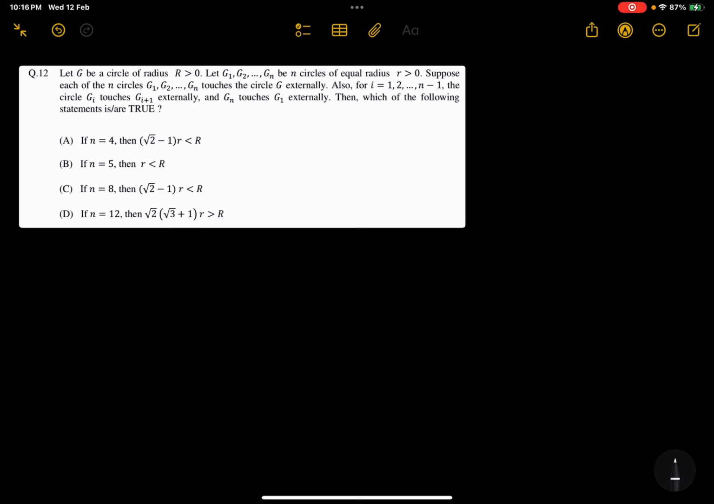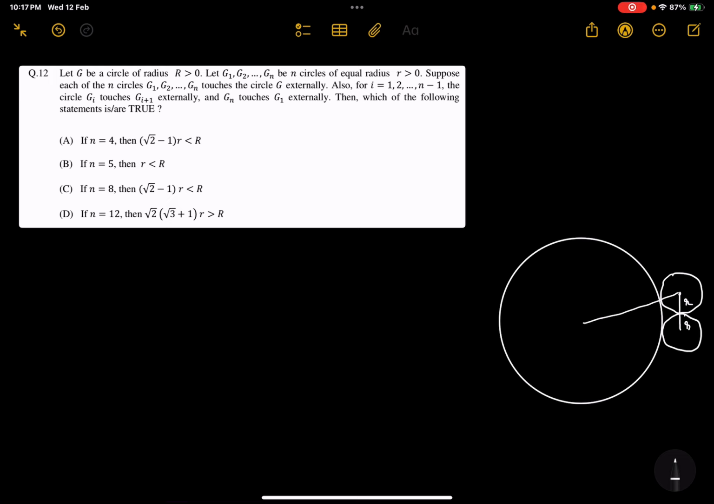This one is really simple. So what we have is a circle of radius capital R, and it's touched by multiple circles of small radius, first radius small r. That radius need not necessarily be smaller than R, but we'll see to that. This is small r, this is small r, this is the center, this is capital R.